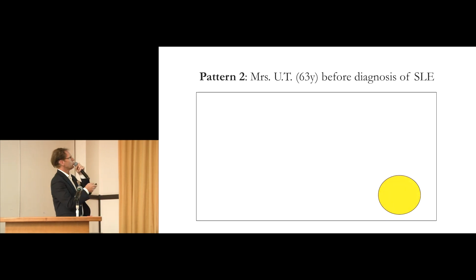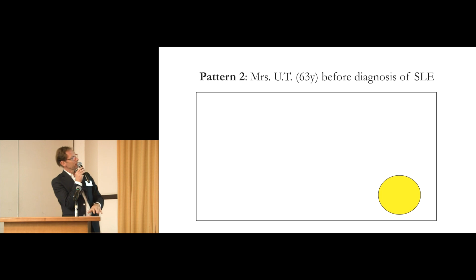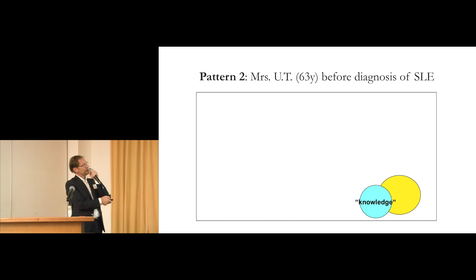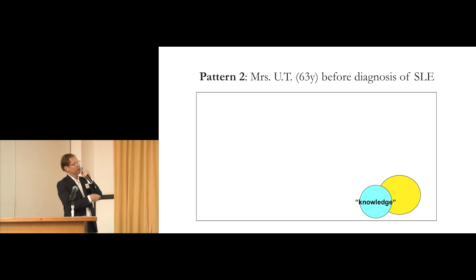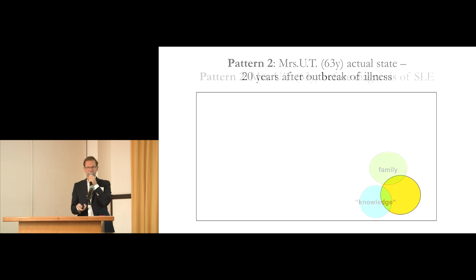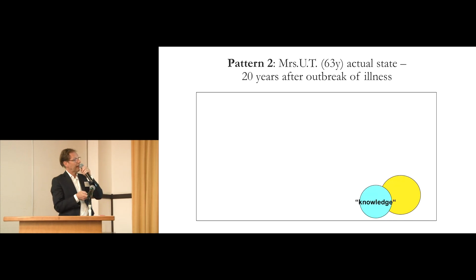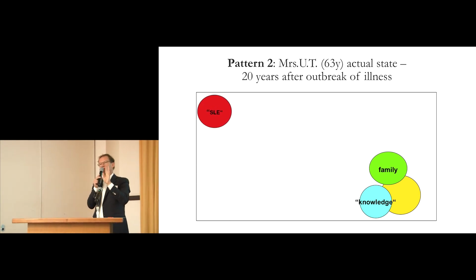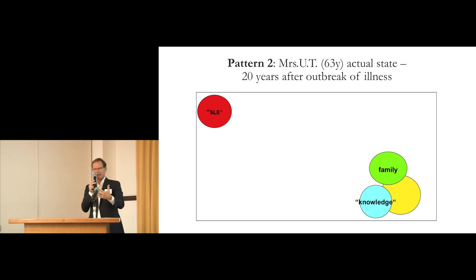The second pattern was shown in a very impressive 63-year-old lady. She was a scientist. And when we asked her, who have you been before this illness developed, she told us, you know, my job as a scientist, knowledge, was very important, and my family, that's my life. And when we asked her, who are you now, she said, you know, it's about the same. I still work in the lab, I have a good family, and I have lupus, but it doesn't affect me so much. I'm just sometimes tired, but I'm about the same person.